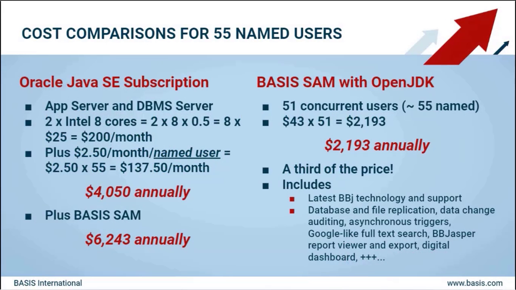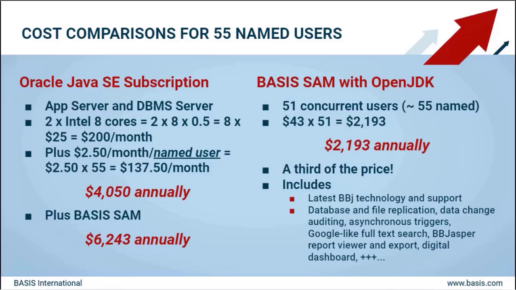Here's a 55 user cost example of your choices. The Oracle Java SE subscription requires, remember, named users, and these would be your general costs. We've got 2 servers, database server and your app server, using their numbers with a 8-core Intel machine, plus $2.50 a month per named user, and all that comes out to a little over $4,000 a year. Adding your Basis SAM, it ends up a little over $6,200 a year.